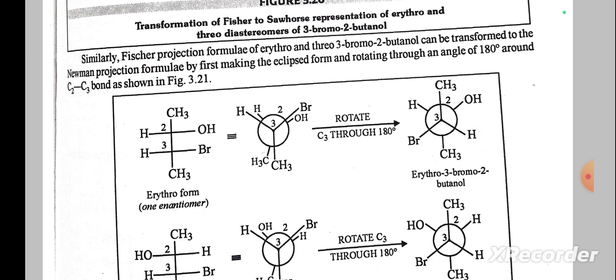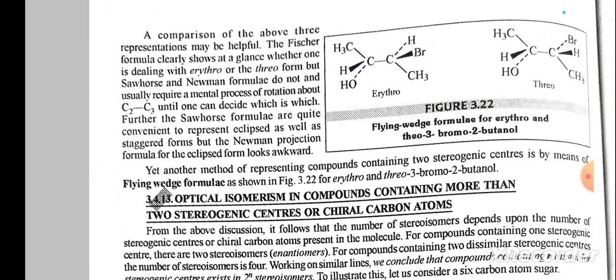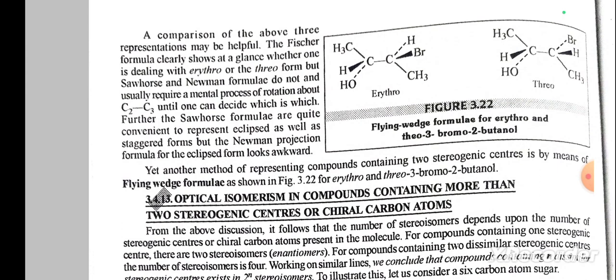Similarly, the Fischer projection formula of erythro and threo 3-bromobutanol can be transformed to the Newman projection formula by first making the eclipsed form and rotating through an angle of 180 degrees around the C2-C3 bond, as shown in figure 3.21. A comparison of the above three representations may be helpful.